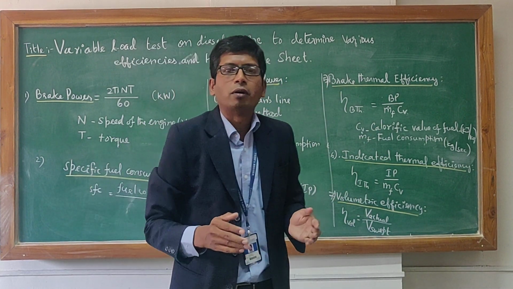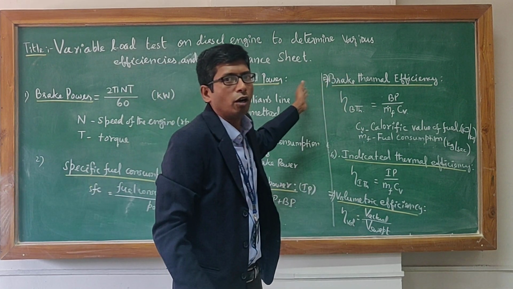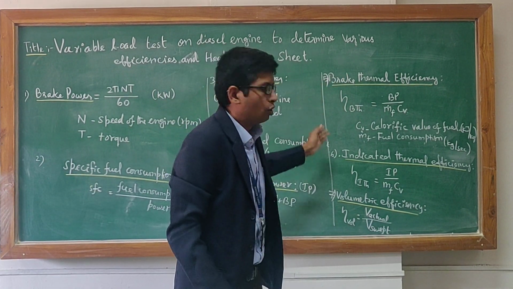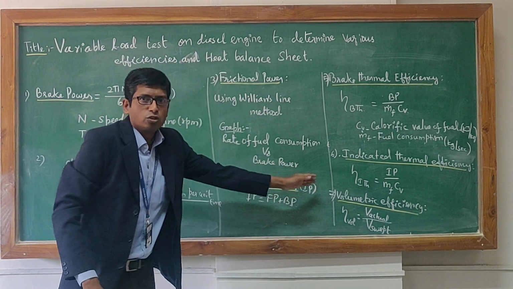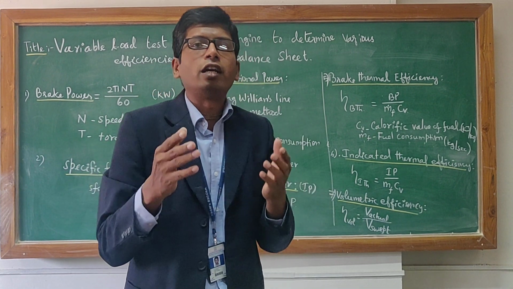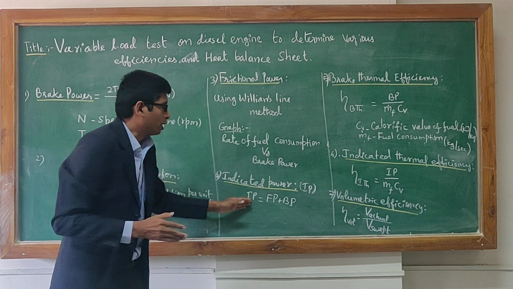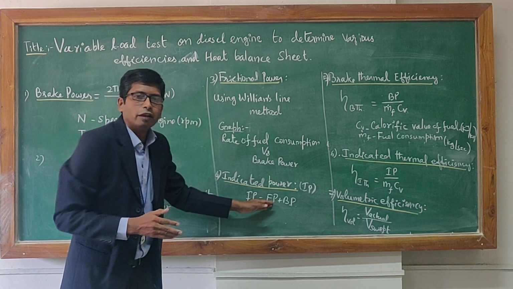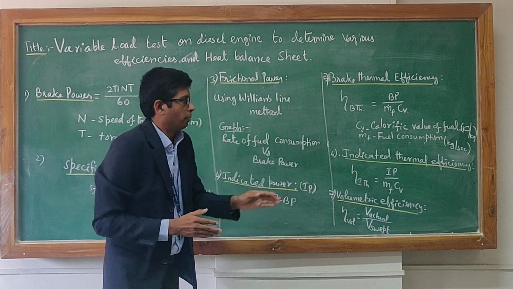Once we get the friction power from the graph, and we have already calculated the brake power, we can calculate the indicated power, IP. Indicated power is the power generated within the combustion chamber, that is the total power. Indicated power IP is equal to FP plus BP, that is the brake power. So we get the IP.